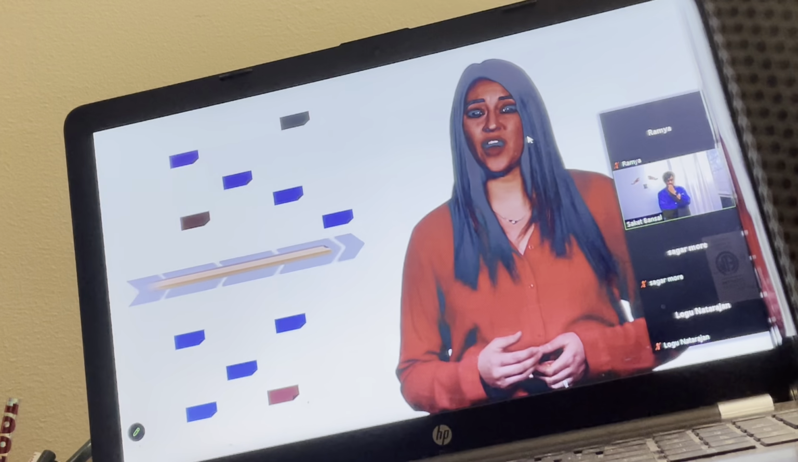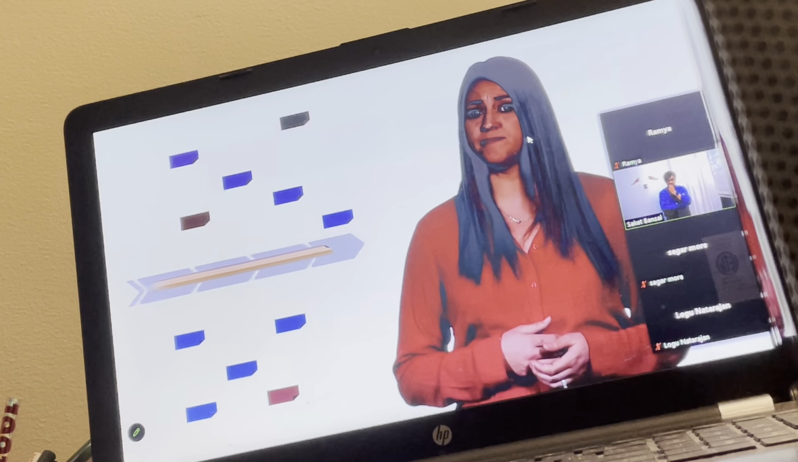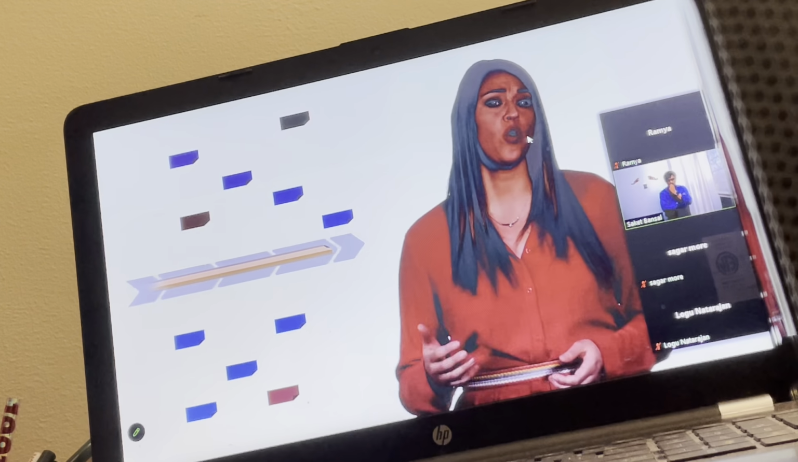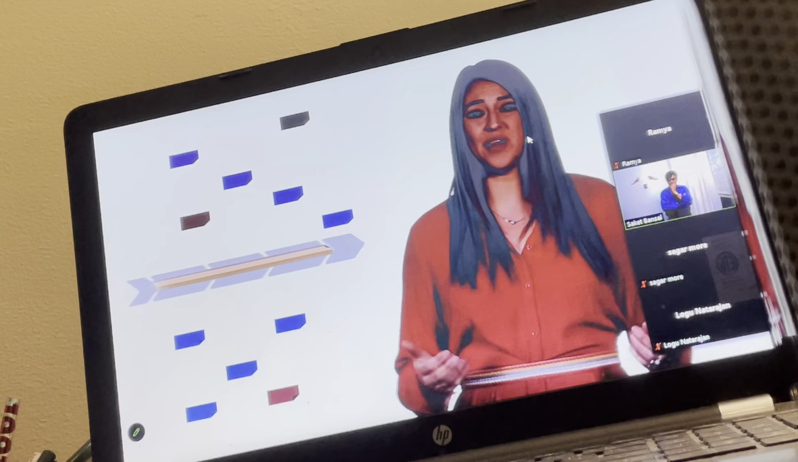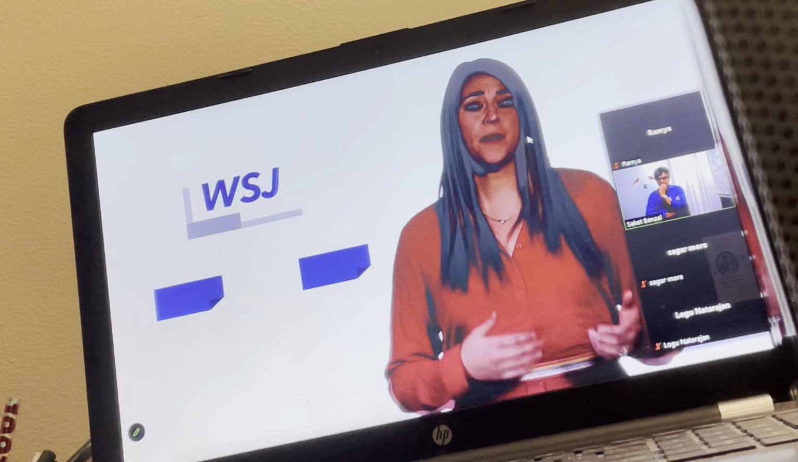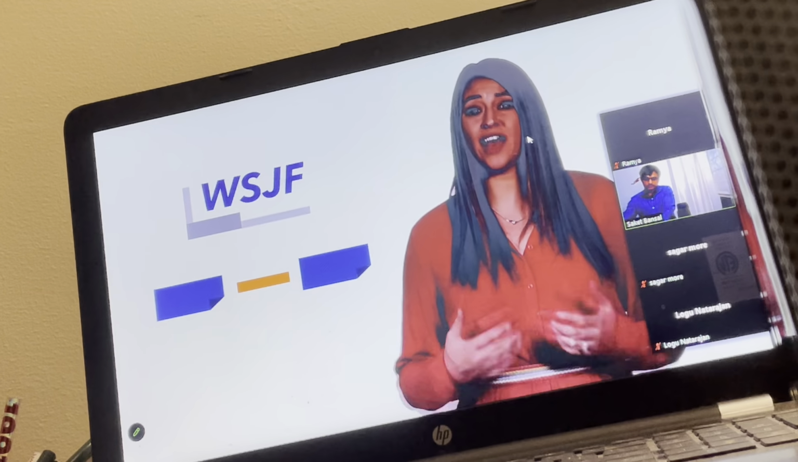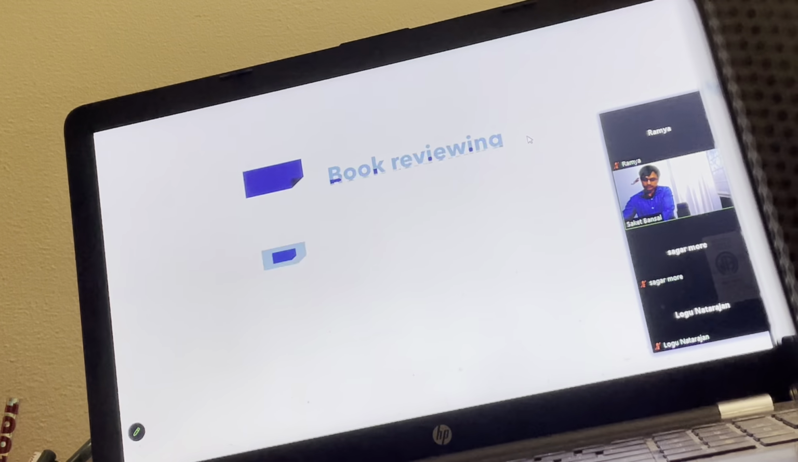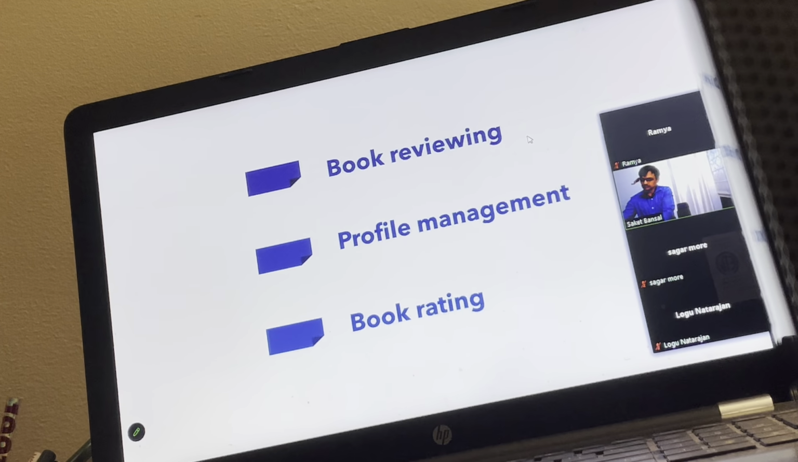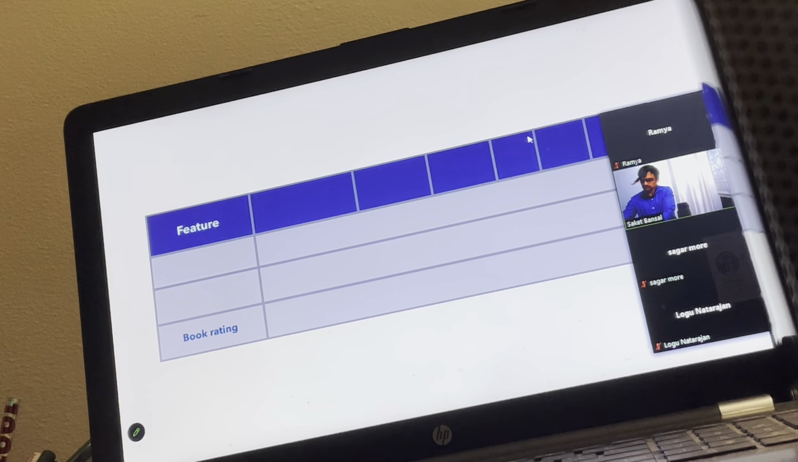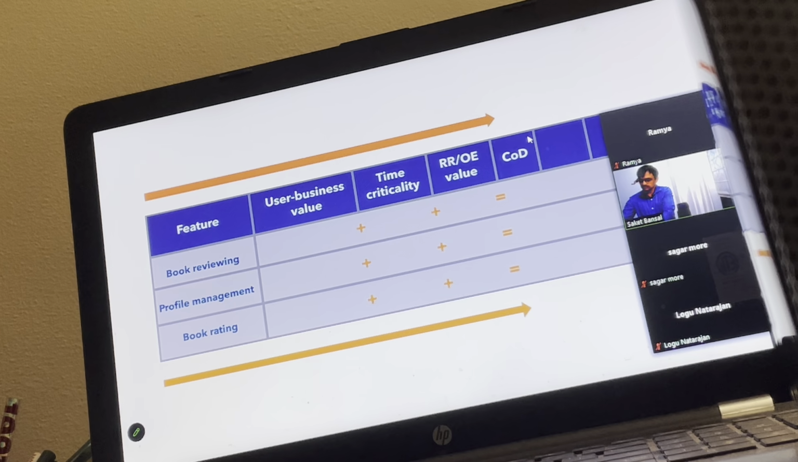Since we're in a continuous flow, we typically have lots of jobs to pick from. That simplifies things even more because we don't have to estimate absolute numbers. Instead, we simply compare items relative to each other to calculate a relative WSJF. Consider these three potential features for enhancing an online bookstore: book reviewing, profile management, book rating. We estimate each feature or row in the table relative to the other features for each of the three components of cost of delay. Then we repeat the process one last time to estimate relative job size.